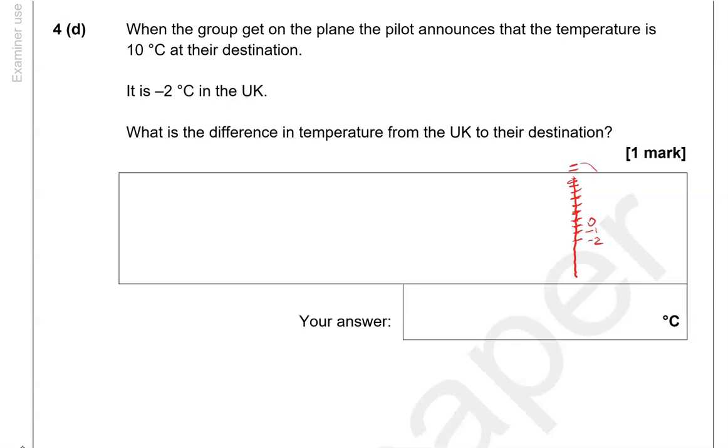So from the 10 to the 0, that is 10 degrees. From the 0 to the -2, that is 2 degrees. So all together, that is 12 degrees. That's the difference in temperature. 12 degrees Celsius.